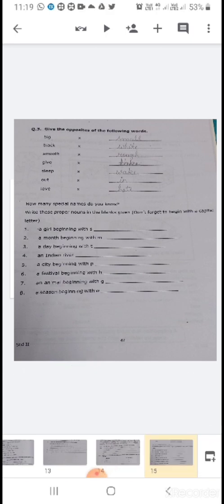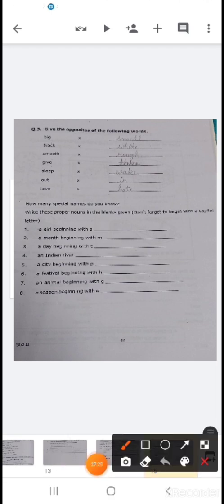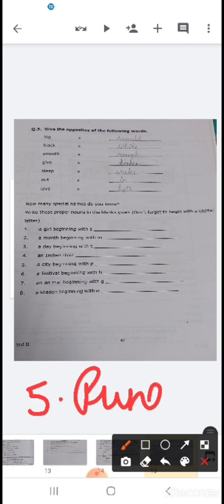Also Ganga, G-A-N-G-A, Ganga. Now the fifth is a city beginning with the P. You just have to write any name of a city which begins with the P. So write P-U-N-E, Pune. Now the sixth is a festival beginning with the H.